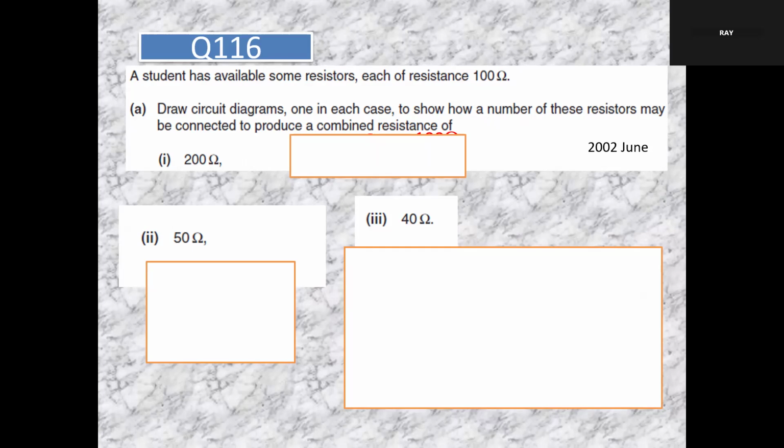Okay, we are now on question 116. These are possible questions. It's an old question, but it's okay. A student has available some resistors, each of 100 ohm. Draw circuit diagram, one in each case, to show how a number of these resistors may be connected to produce a combined resistance of 200 ohm.